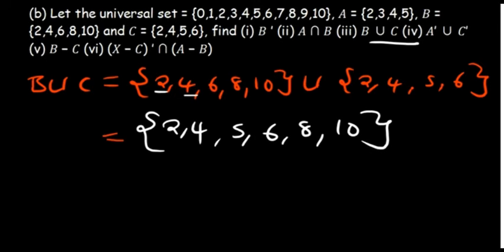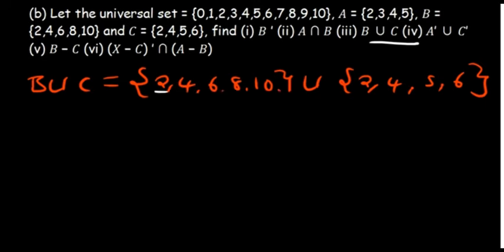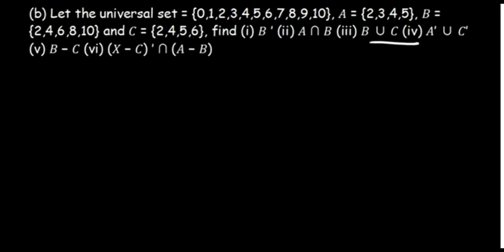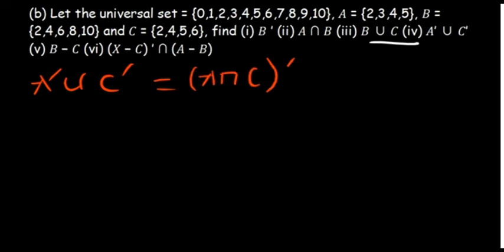Okay. Now let's try to move to the fourth one. We see what we're going to do there. So A complement union C complement. Basically, according to our De Morgan's laws, the union of two complements of a set is the same as what? The intersection of the two sets, and then its complement. So I think that is actually even better and easier. You get to save on time when you have A intersection C.